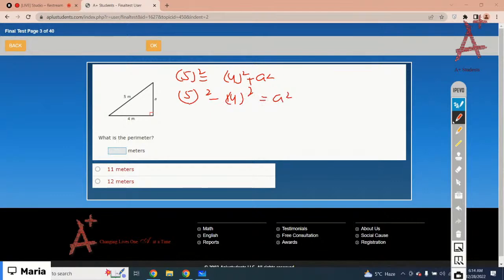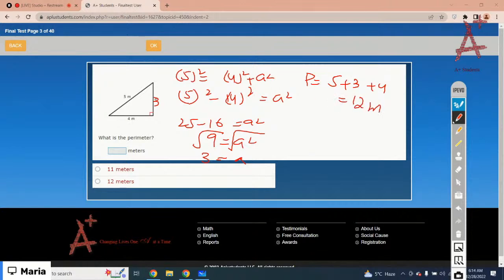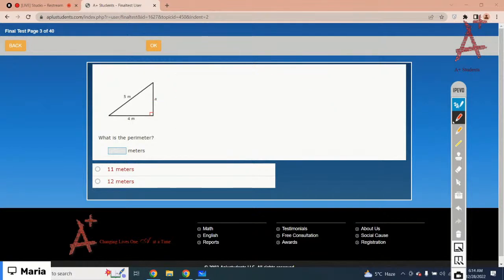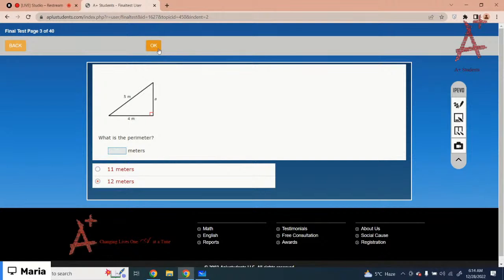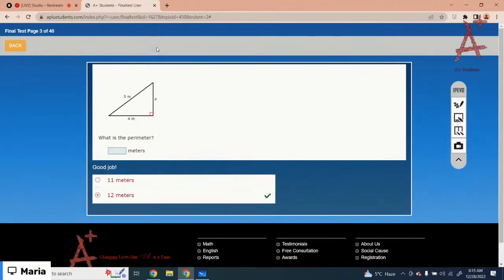equals A square. So 5 square is 25 and 25 minus 16 equals 9. So square root both sides, A is 3. Now you have all three sides. So for perimeter, add all the side lengths. It would be 12 meters. Got it? The correct option is 12 meters. Option number 2 is the correct one. Just select the correct option and click on the OK button.